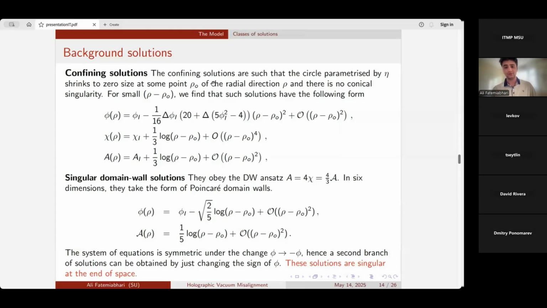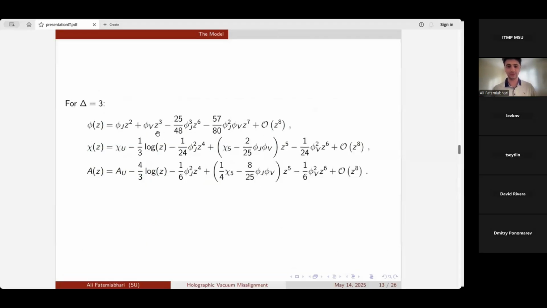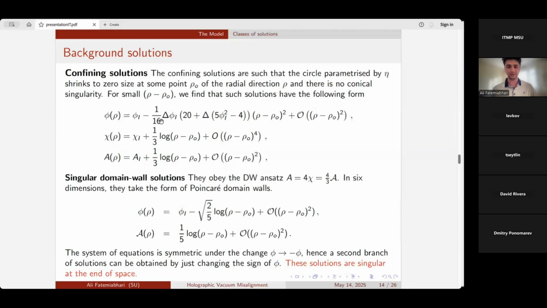And in order for the circle to shrink smoothly, one needs to be careful to choose parameters very nicely. Instead of 2 degrees of freedom in the IR expansion of the fields, we have 1 degree of freedom, phi_I. So at the end of the day, one can extrapolate to the UV, and phi_J and phi_B will be given by phi_I.